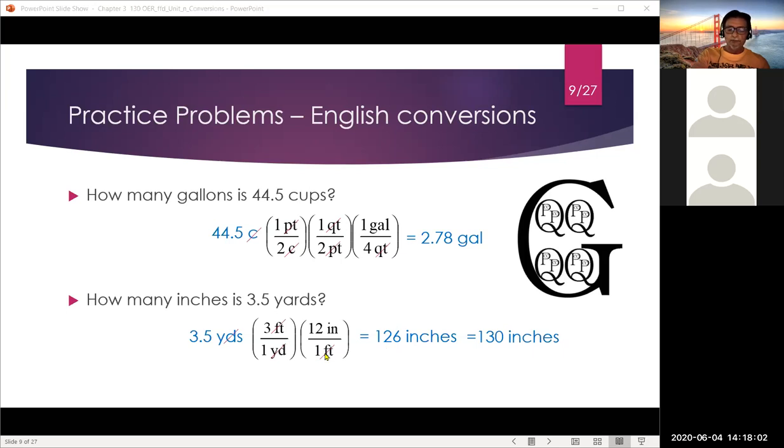Okay. Check my units, everything cancels out. And if you want, you can make from those 2 conversion factors 1 conversion factor to say that there are 36 inches in 1 yard. And that's perfectly okay to use if you recognize that.